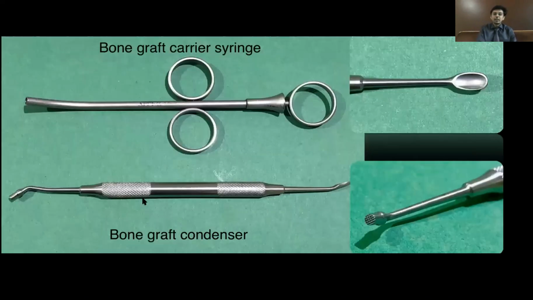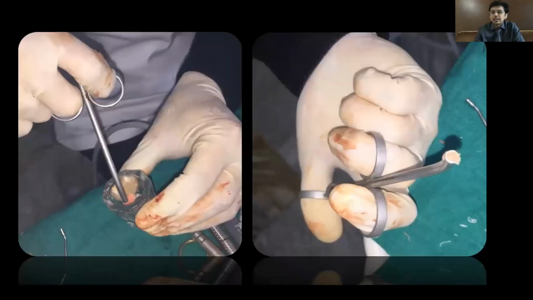Okay. Finally, we have bone graft carrier and bone graft condenser. Bone graft condenser also has one end, but generally you need another person to actually put that bone graft. A bone graft carrier syringe is a must. Otherwise your particulate bone grafting would be a mess. So particulate bone grafting is one aspect which I'll be covering.